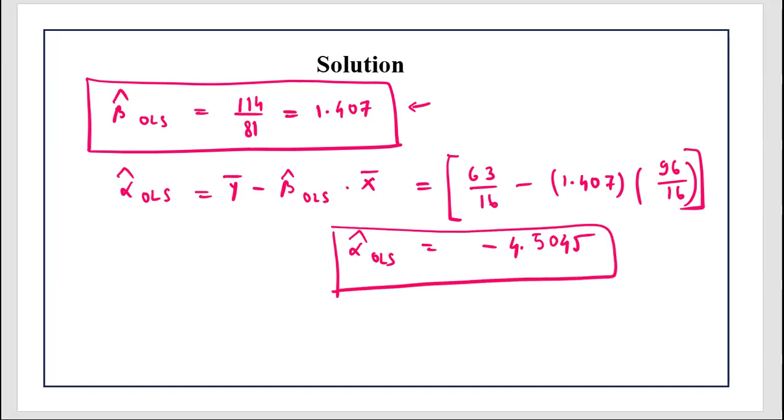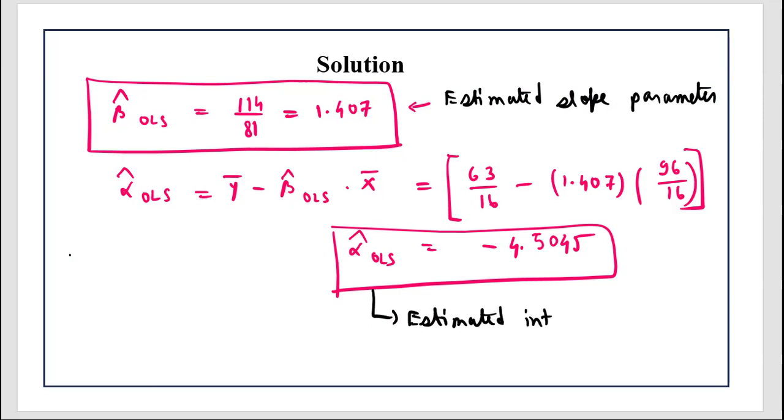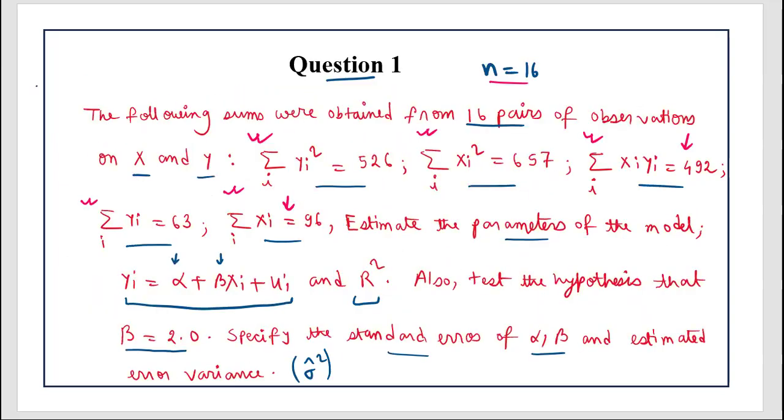So what we get from here is that this is the estimated slope parameter, and this is the estimated intercept parameter. Right? So this is how you have to solve the first part of the question. We have found out what is alpha cap OLS and what is beta cap OLS. This is basically the estimated parameters of your model. See the first part, estimate the parameters of your model. So this part is done.